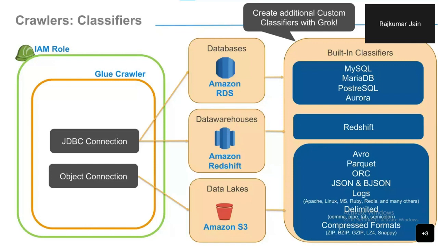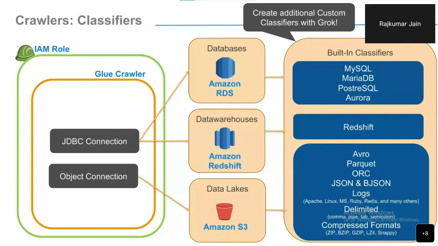So Amazon RDS has these four, but it's not only these four. We have Oracle and SQL also in Amazon RDS. For the data warehouse we have Redshift, and Redis also, like people are using Redis also, but it's a third party one. It's not here. Then on the data lake side we use Amazon S3, but in Amazon S3 also we have multiple other formats like Avro, Parquet, ORC, JSON and JSON logs, which we got from different systems like Apache, Linux, Ruby, Redis, any other source system like this.